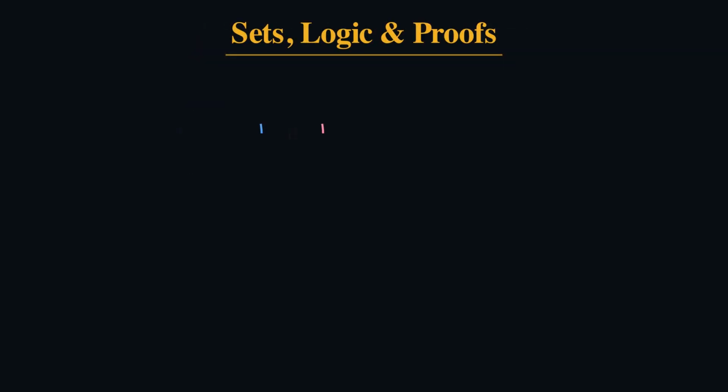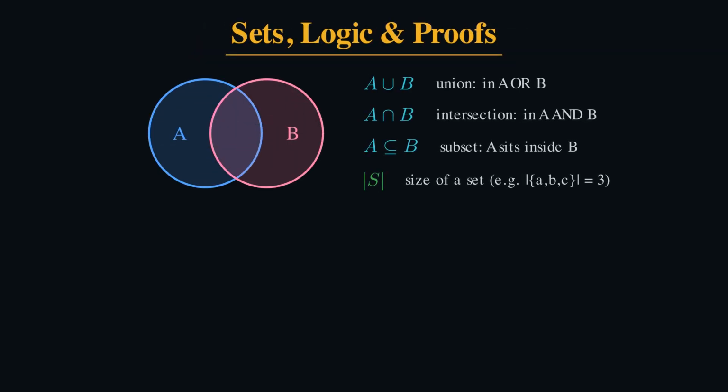Theory sections lean on sets. A picture makes them obvious. 2 groups O and B. The union, the cup, is everything in O or B together. The intersection, the cap, is only the overlap, the part in both. The rounded subset sign means A sits entirely inside B, and bars around a set just mean its size. The set A, B, C has size 3.